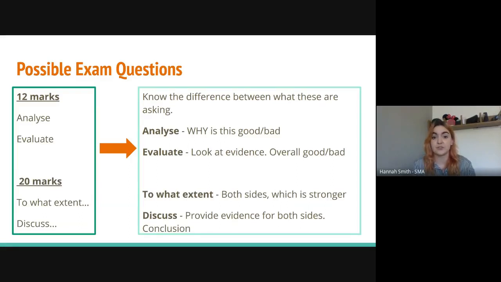Now, what kind of essay questions might you get at Higher? There are 4 potentials. Your 12 markers will either be an analyse or an evaluate question. Your 20 markers will always be a to what extent or a discuss question.